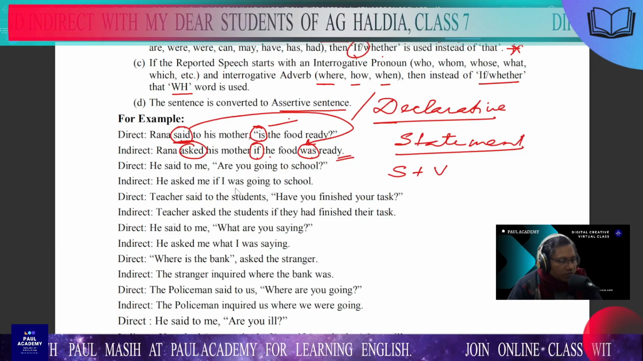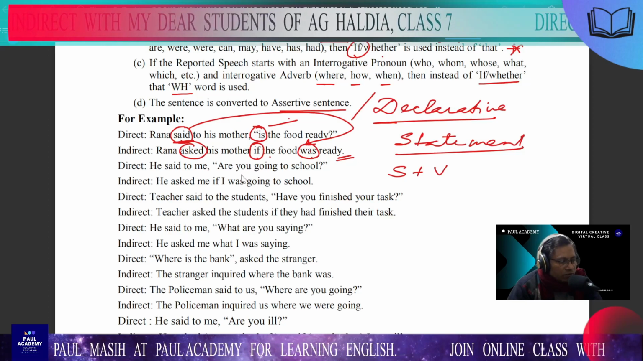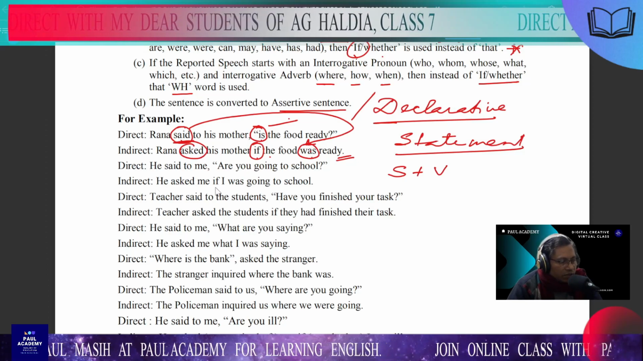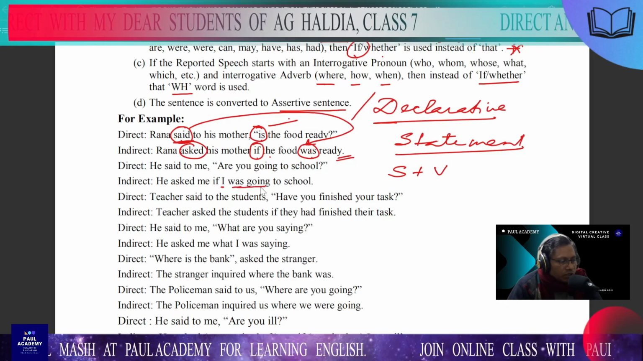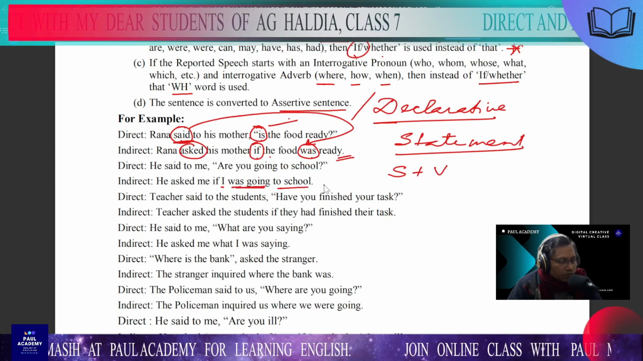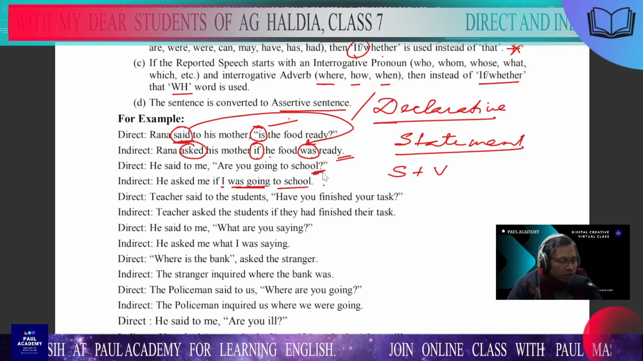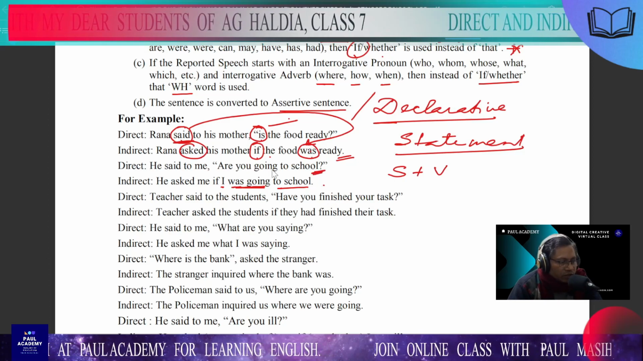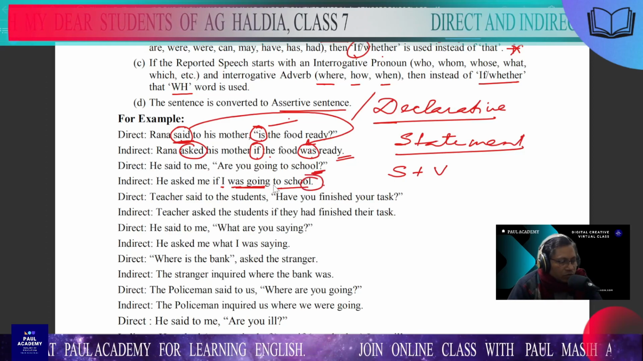He asked me if I was going to school. If I was. Remember, if, then subject, then was going. This is the verb, to school, then full stop. Never in indirect speech, even if it is a question, it always ends in full stop.